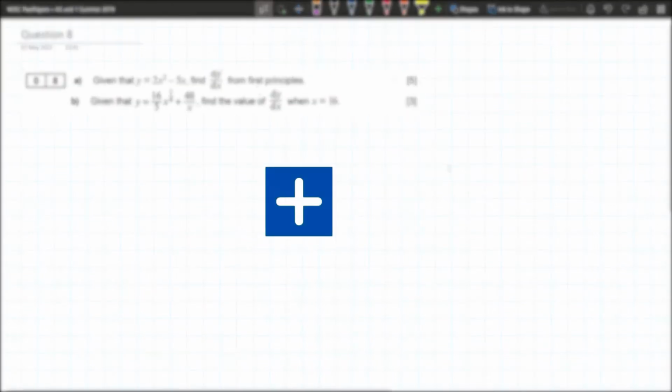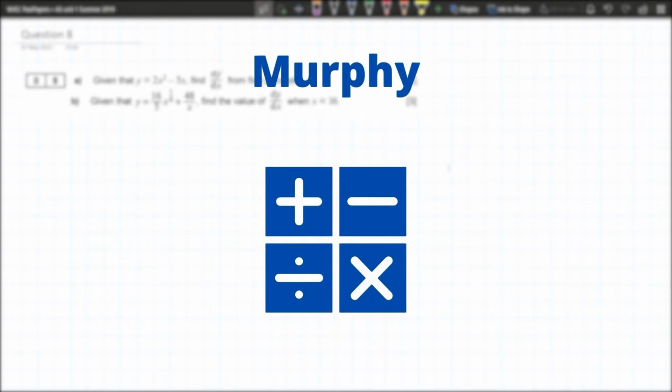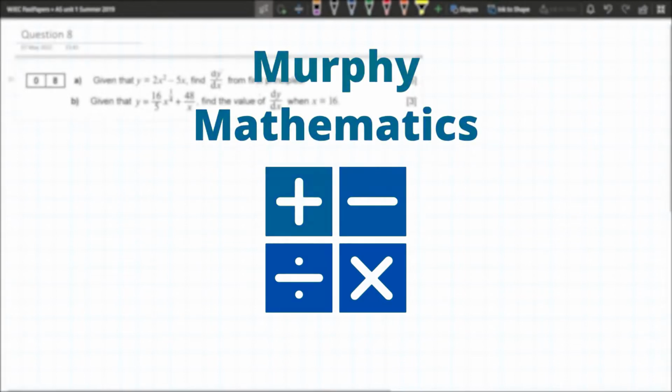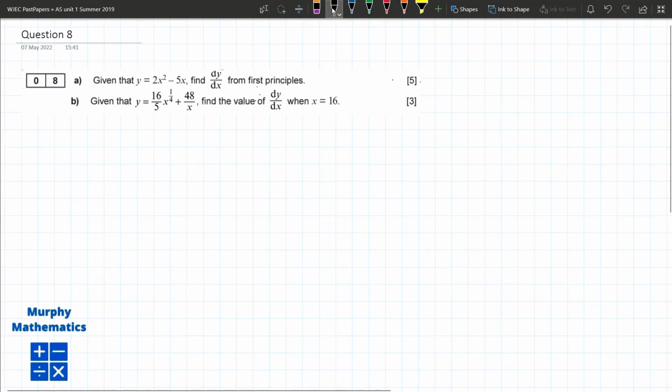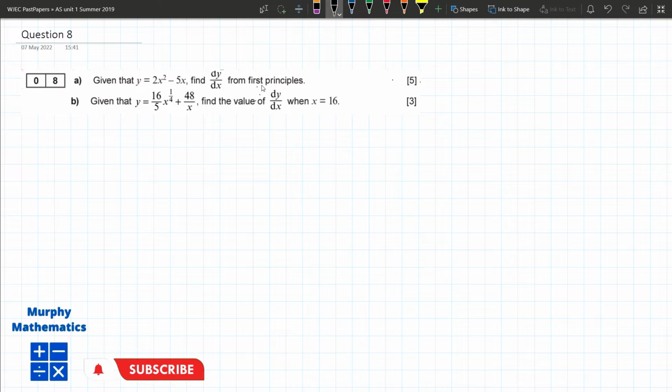Hi guys, this is question 8 on the Unit 1 Summer 2019 WJEC past paper, and we're given that y equals 2x squared minus 5x. Find dy/dx from first principles. With first principles there's not much problem solving going on. I think it's just a case of learning the method and working it through.